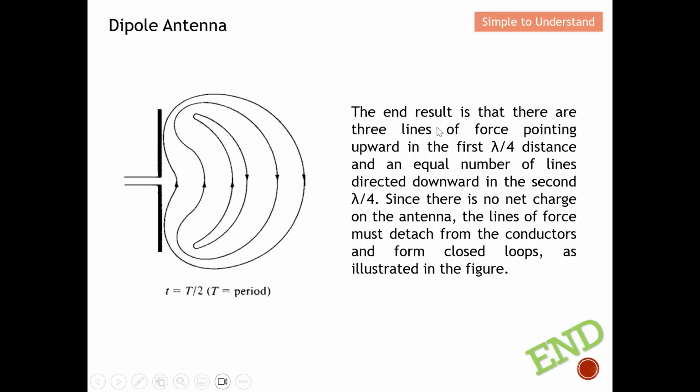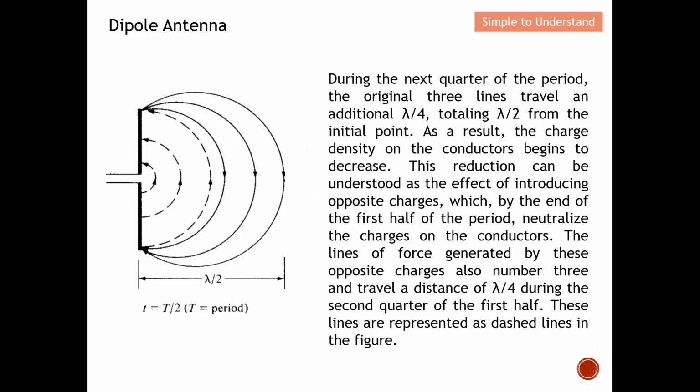The end result is that there are 3 lines of force pointing upward in the first lambda over 4. Let's take a look at this here. We have this upward, and also the downward. You can see from here we have this upward, and here this is downward. We have these 3 downward lines, and we have these 3 lines upward. This is what I mean here.